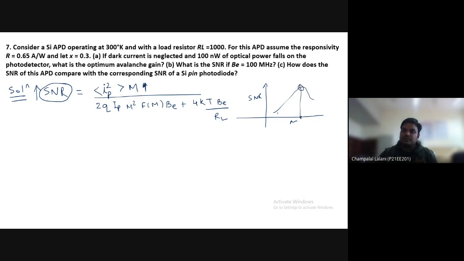For this one particular M optimum, the SNR will be maximum, and for other values of M, the SNR will not be maximum. So to find the optimum value of M, can anyone tell me the approach, how to find the M optimum?